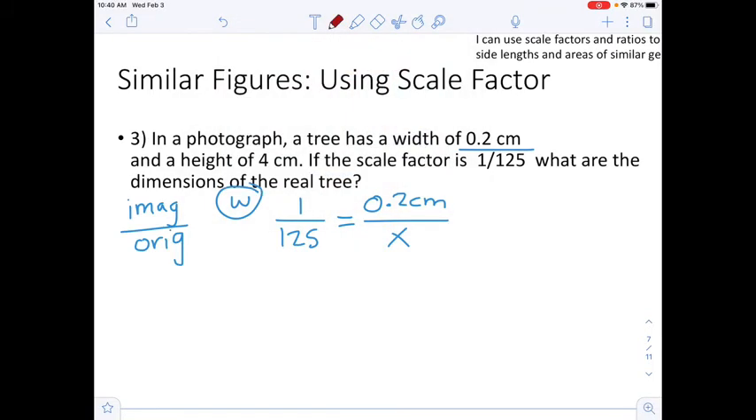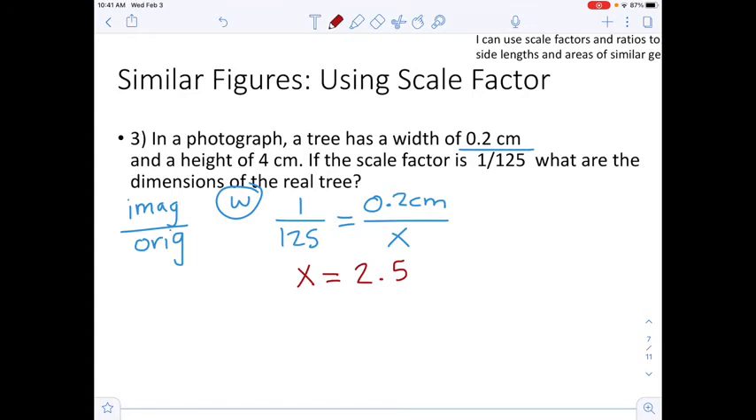So I'm going to use cross multiplication here. 1 times x is x. 125 times 0.2 centimeters is 2.5. And there's my answer.